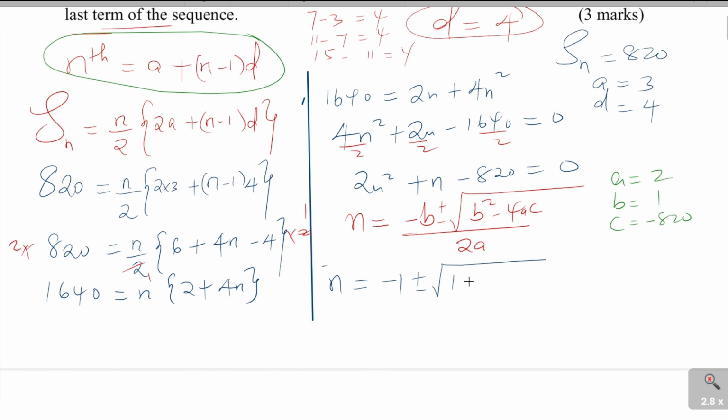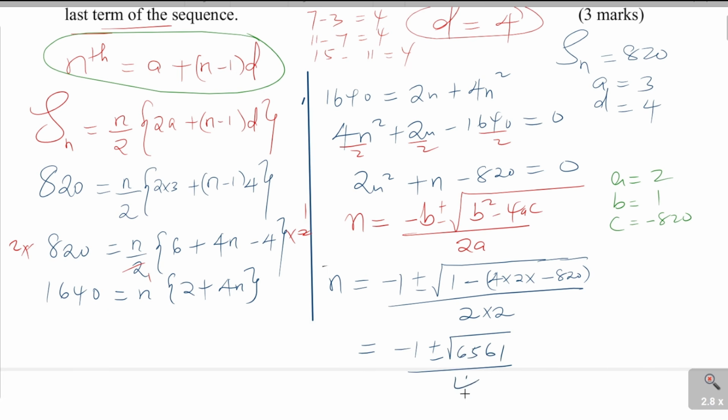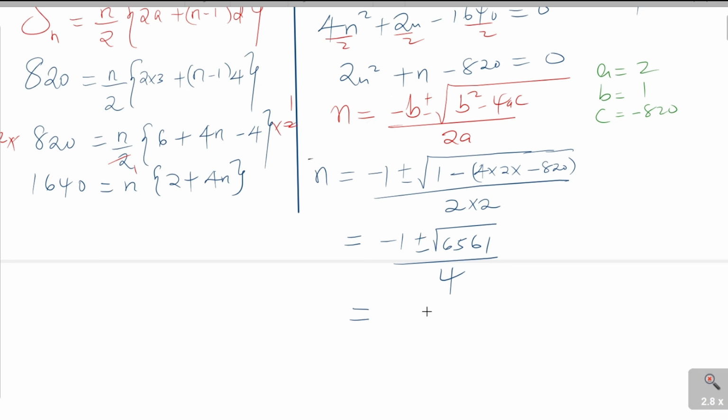So b squared is 1, subtract 4 times a, which is 2, times c, which is negative 820, divided by 2 times a, that is 2 times 2. So this gives negative 1 plus or minus the square root of whatever is under the root sign. When you work it out using a calculator, you get 6561, everything divided by 4. So n is equal to negative 1 plus or minus the square root of 6561, which is 81, everything divided by 4.